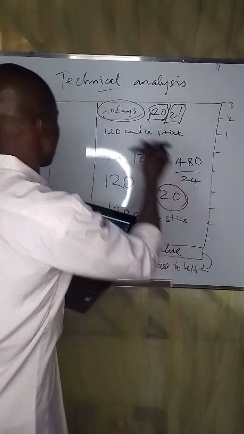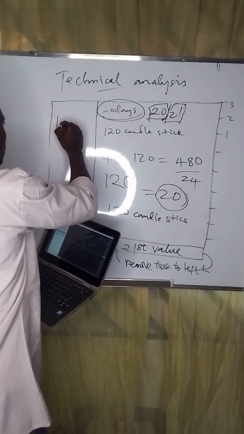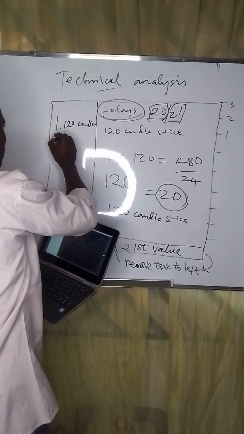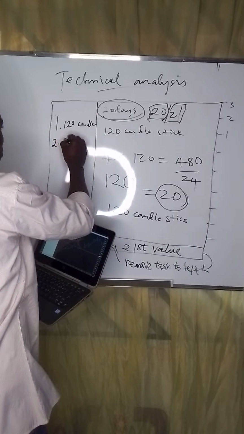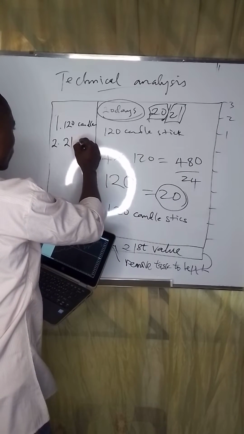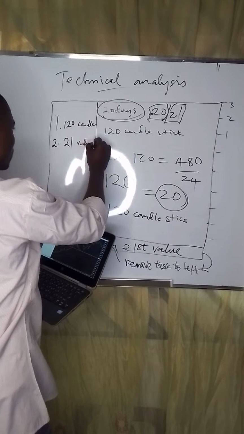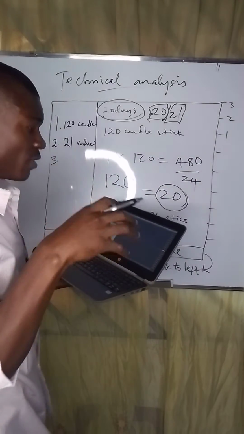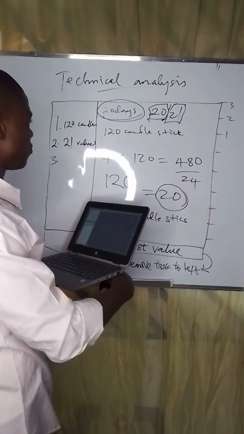Number one, 120 candlesticks, right? Second, let there be 21 values to the right. Number three, the volumes. Your volume should be tick volumes.